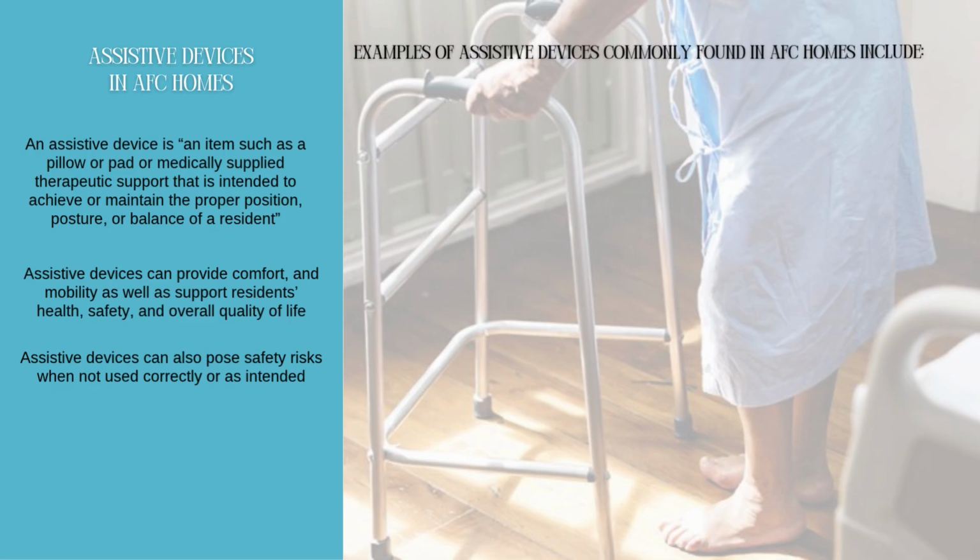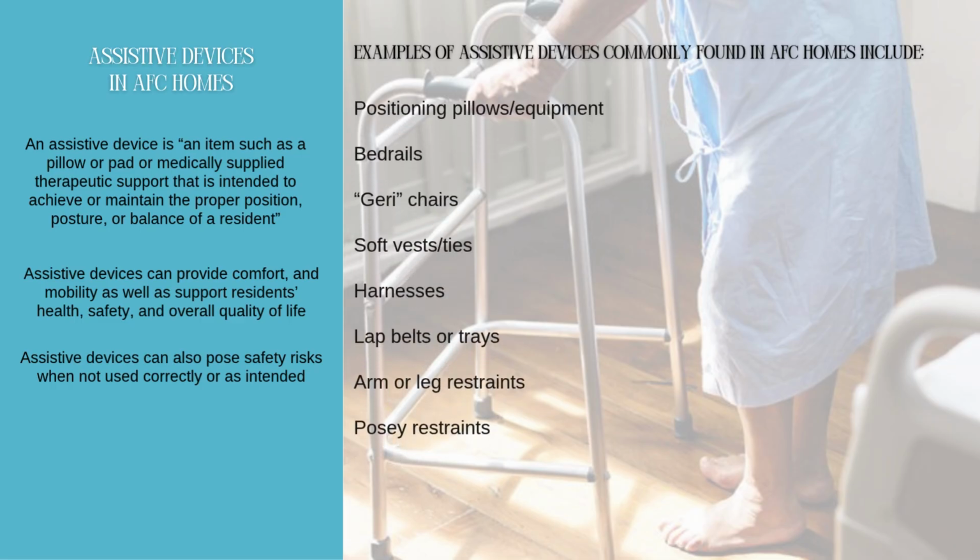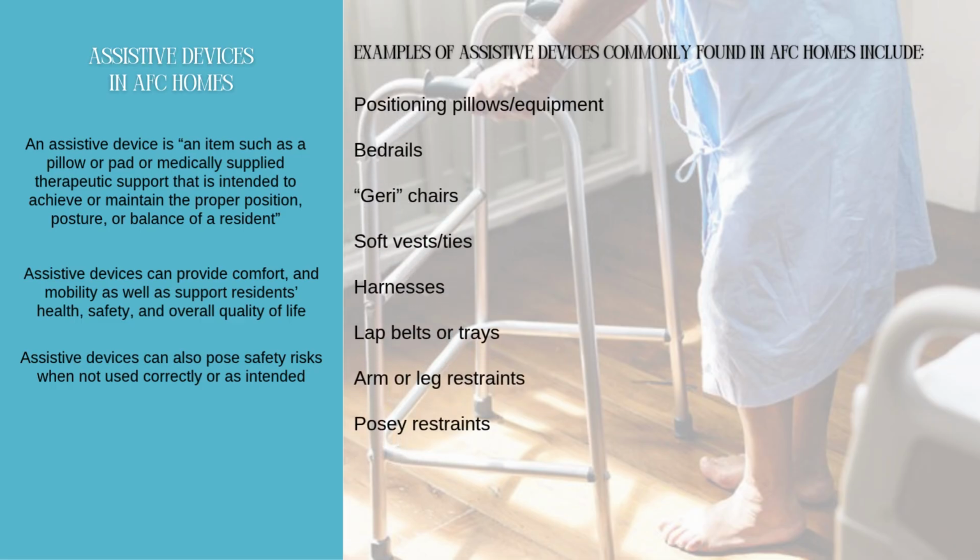Some examples of assistive devices commonly found in AFC homes include positioning pillows and equipment, bed rails, jerry chairs, soft vests and ties, harnesses, lap belts or trays, arm or leg restraints, and posey restraints.